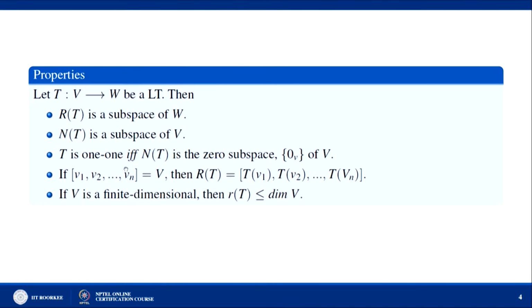But the images T of the vi's may not be linearly independent. It may be possible that some of the T of the vi's are linearly dependent. So, the dimension of this will be less than or equal to the dimension of V.